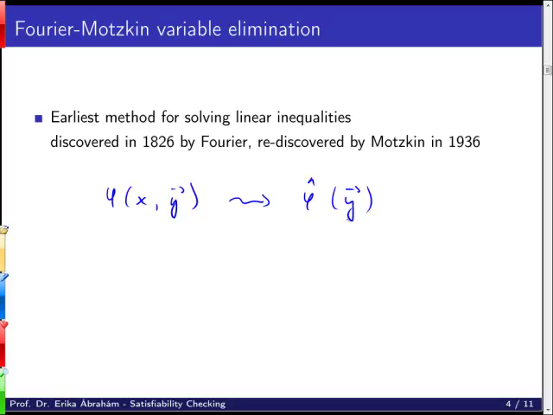Equivalent means that they have the same set of solutions. So if for a certain x and y, phi is satisfied, then for the same y also phi hat is satisfied, and the other way around. If phi of y is satisfied by a certain vector y, then there exists an x such that the left-hand formula is satisfied with the same assignment. Actually, what we would like to get now is only satisfiability equivalent, but this transformation is completely equivalent.